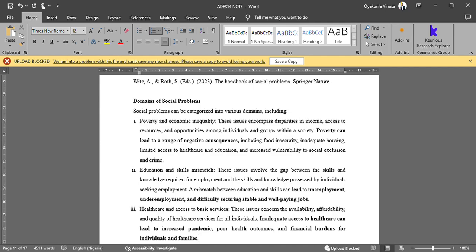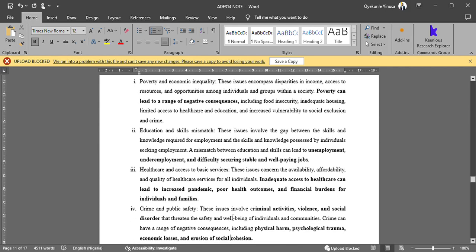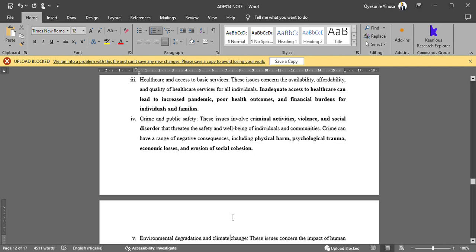So there is a lacuna there, that what the ivory tower, the educational institutions, are teaching, and our graduates, is not in tandem with what is required in the world of work. By this, it will create unemployment, it will create underemployment, and difficulty for many graduates in securing stable and well-paying jobs. Look at the area of healthcare and access to basic services. If people are denied healthcare services, that may lead to an increase in pandemics and other problems for individuals and the society at large.